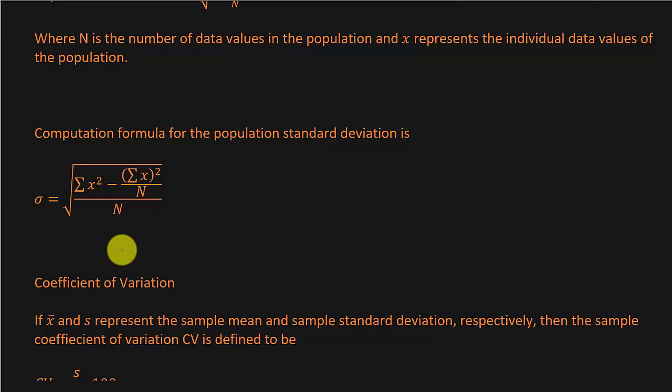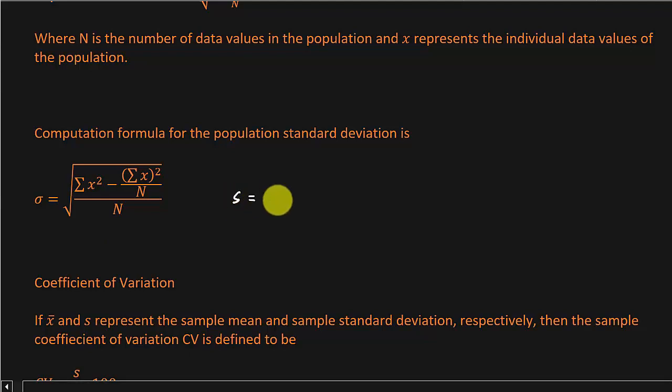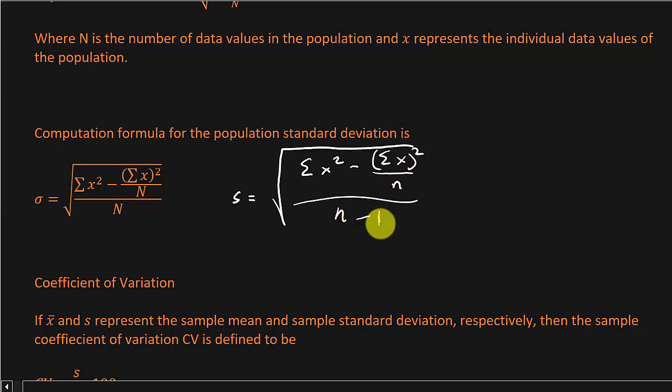let's just talk for just a second. I'm not going to get into a lot of detail on this, but I do want to bring it up. If you notice the difference in the formulas, we had S is equal to the square root of the sum of x squared minus the sum of x squared over n divided by n minus 1. This is the formula for the sample standard deviation. This is the formula for the population standard deviation.